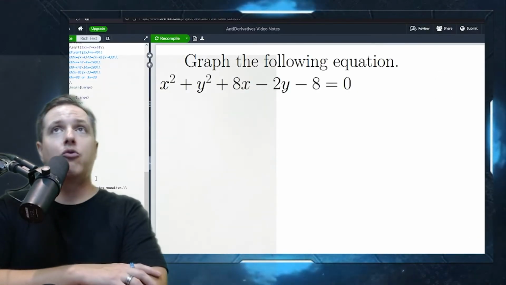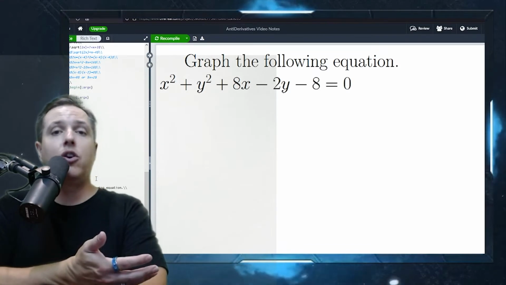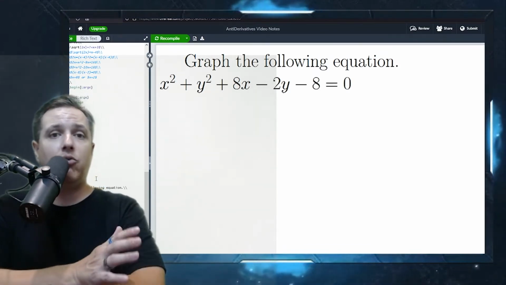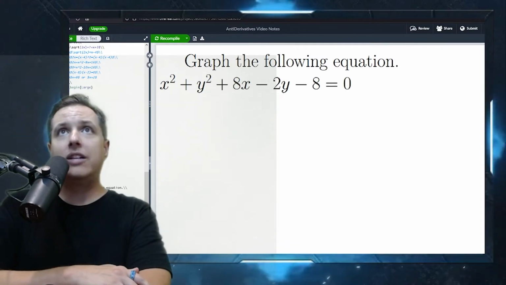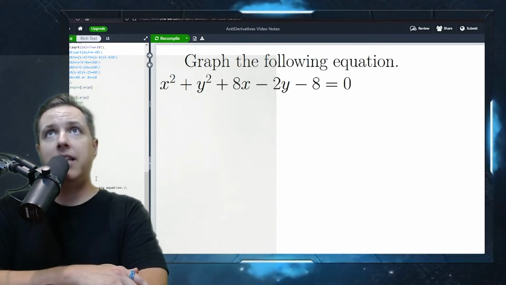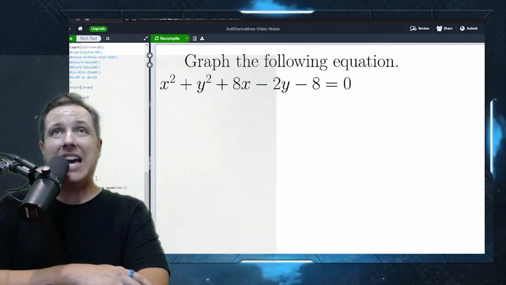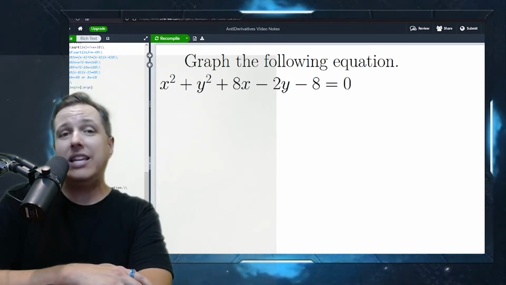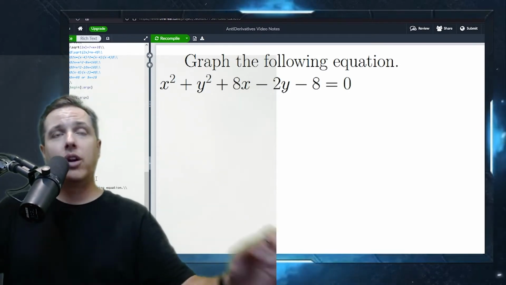Okay, so here we want to graph the following equation, and we're going to figure out all the relevant information that we need along the way. So here's our equation that we just saw. x squared plus y squared plus 8x minus 2y minus 8 equals 0. By looking at it, I don't know where the center of the circle is going to be. I don't remember what the radius is. I honestly don't. But we're going to get there, right?